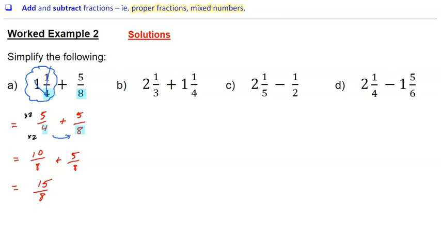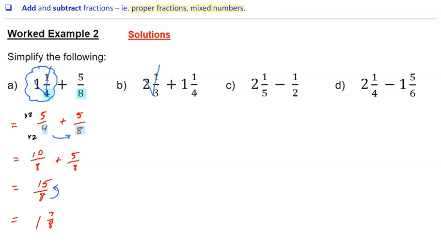Altogether, I have 15 pieces out of 8, which is improper. Now we say how many times will 8 fit into 15, which is 1 whole time and some pieces remaining, which is 7 pieces on 8. Final result is a mixed number, 1 and 7 on 8.